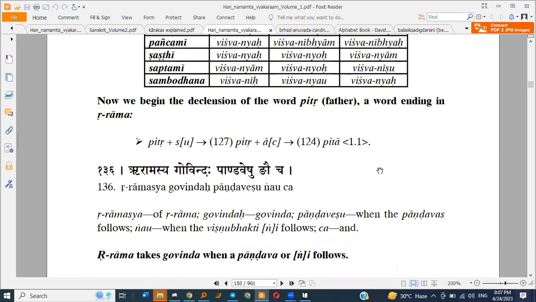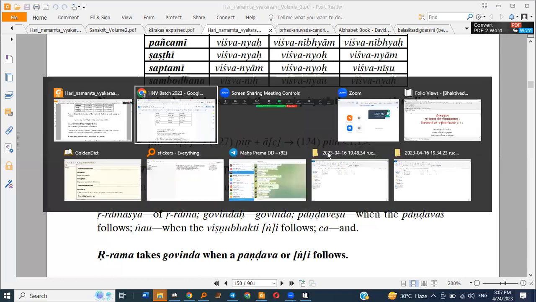Say. The next word is pitri. So we are done with words ending with a, e, e, u, and u, right? Six of the letters. Then comes hri. So pitri, which means father. So pitri plus su.